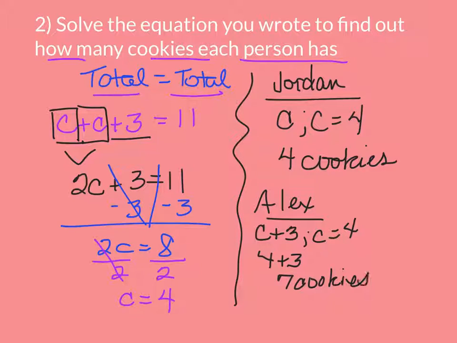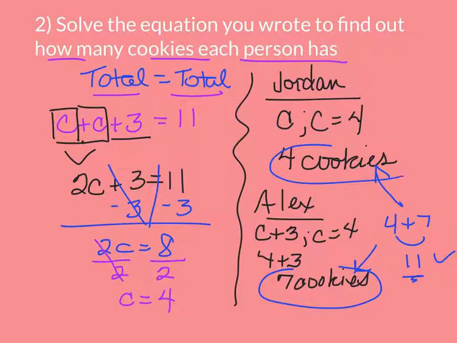And don't forget, we probably want to double check to see if we are correct. So Jordan has 4, Alex has 7, and that is the 11 that we were looking for. So we checked it. We are right. We know that Alex has 7 and Jordan has 4.